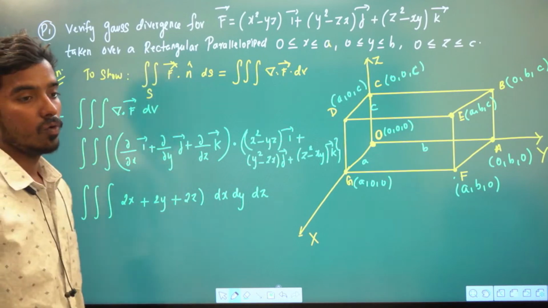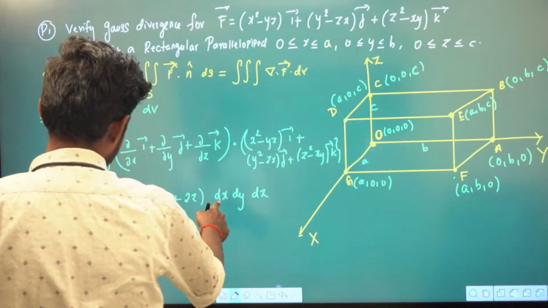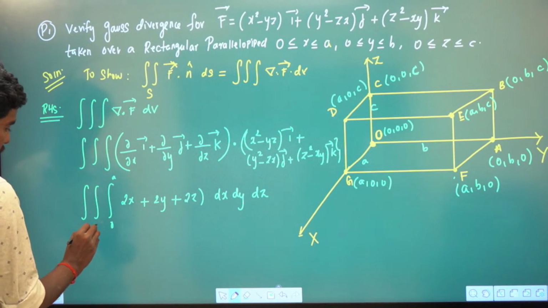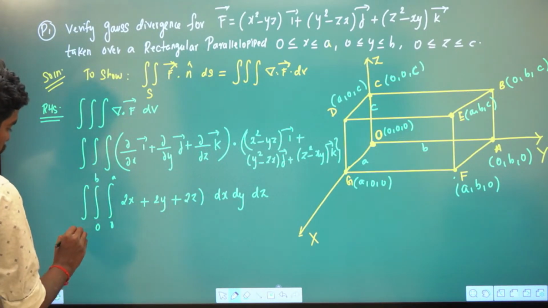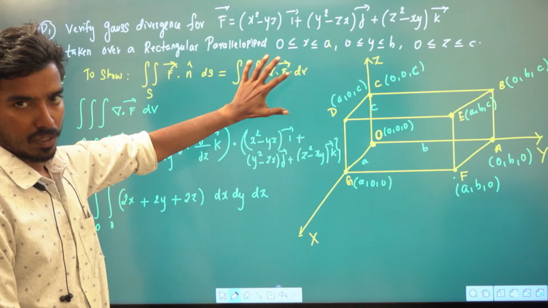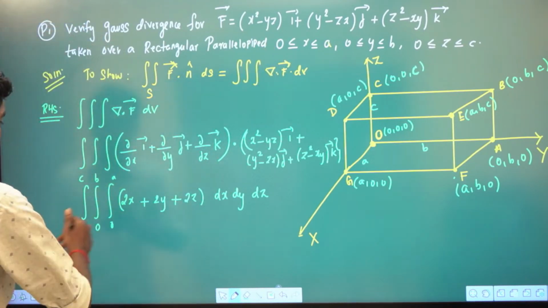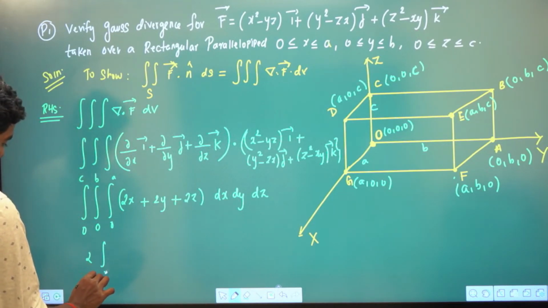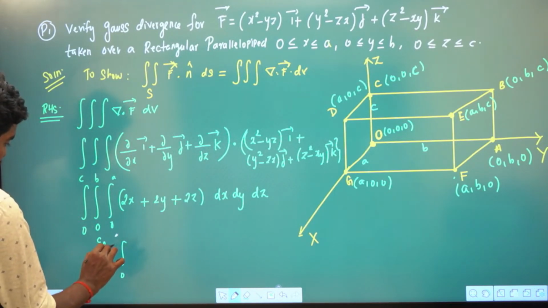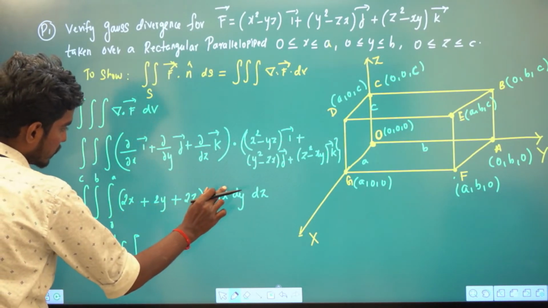Now for the triple integral, we know x varies from 0 to a, y varies from 0 to b, z varies from 0 to c. So you just evaluate this triple integral and you can get the answer. Triple integral evaluation is very easy when compared to a double integral. So you just take 2 outside.